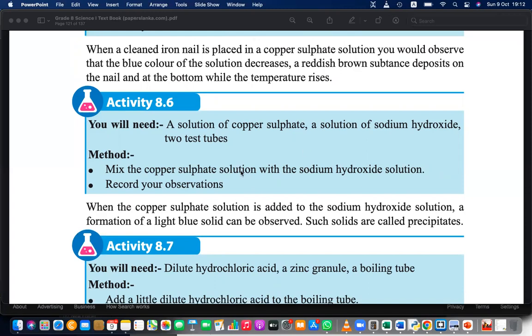What is that? Yes, that is actually called a precipitate. Such solids are called precipitates. So what will happen? Copper sulfate and sodium hydroxide. Yes, I think we discussed the reaction too.